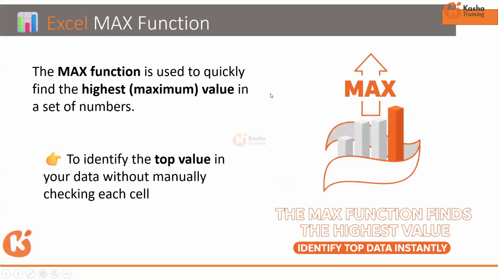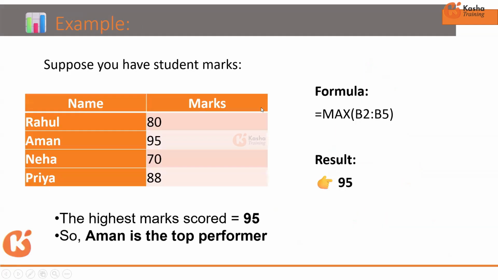So if you have multiple numbers, and you use the formula, it will tell you the highest value in that. It's just to identify the top data instantly. With the Excel formula, you can identify the top data instantly. For example, here you can see you have names. There are four people here, and these are the marks they have achieved.